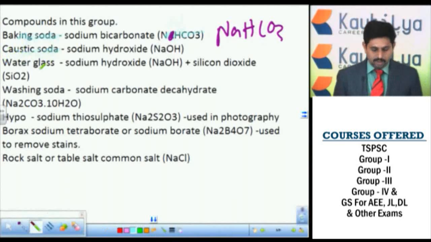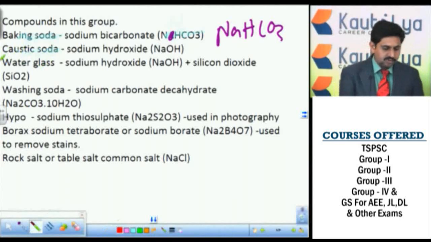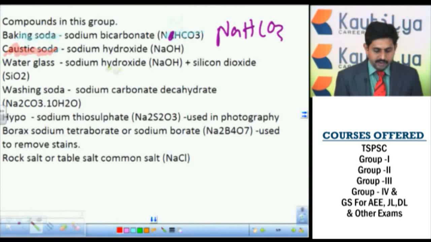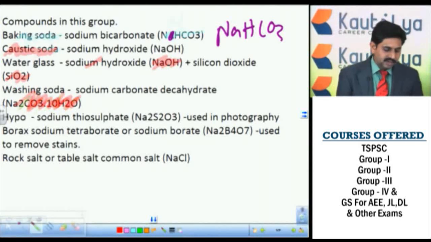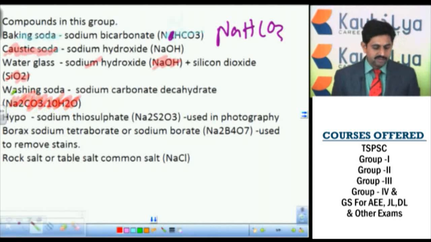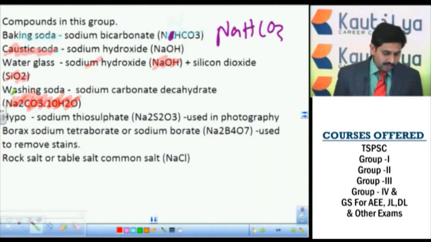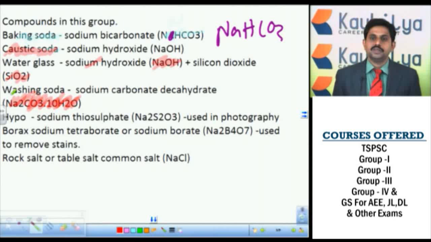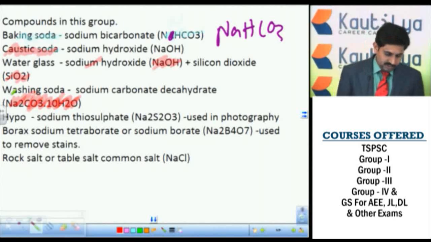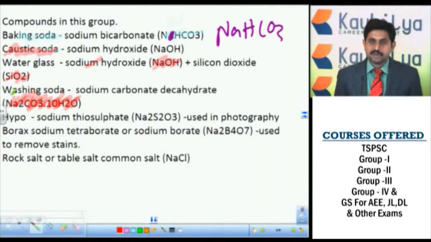Next one is caustic soda. Sodium hydroxide is called caustic soda. Then water glass, sodium hydroxide plus silicon dioxide or silicate, is considered as water glass. Washing soda is sodium carbonate decahydrate, that is sodium carbonate linked with 10 water molecules, Na2CO3·10H2O. And Na2CO3 simply is called soda ash.